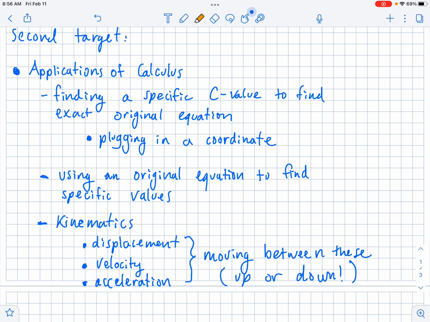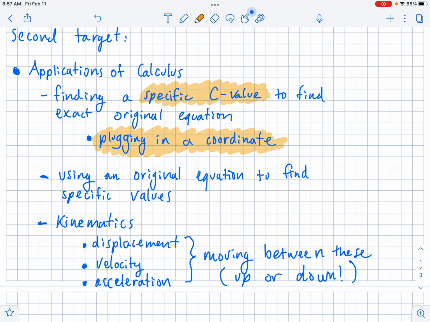The second target we're doing is called applications of calculus. There's really only 2 or 3 different things that we can test you on in this round of testing for applications of calculus. We might expect you to find a specific c value. So not just leaving the c there, but actually finding what the c value is. Usually the only way you can do this is if they give you a coordinate that lives on the original function, so that you can plug it into the antiderivative that you found to solve for c.